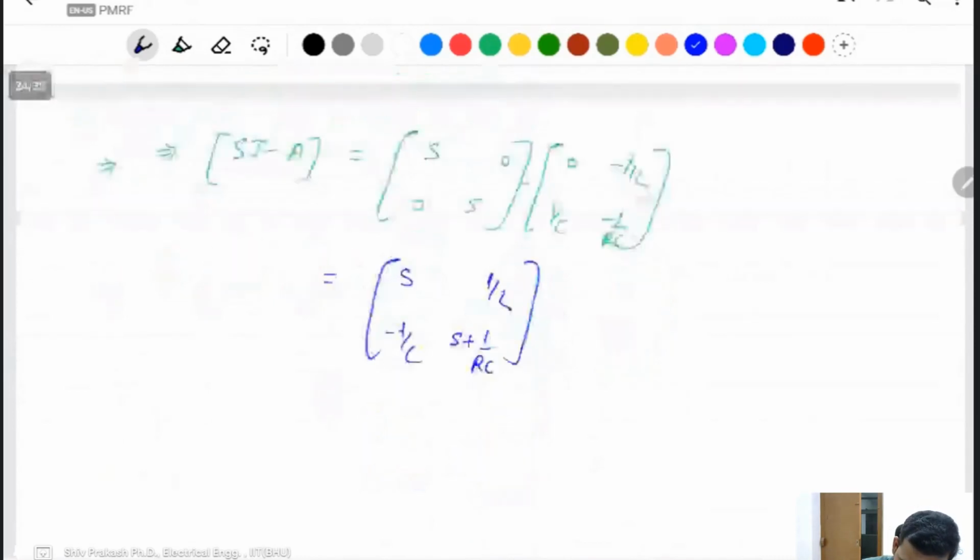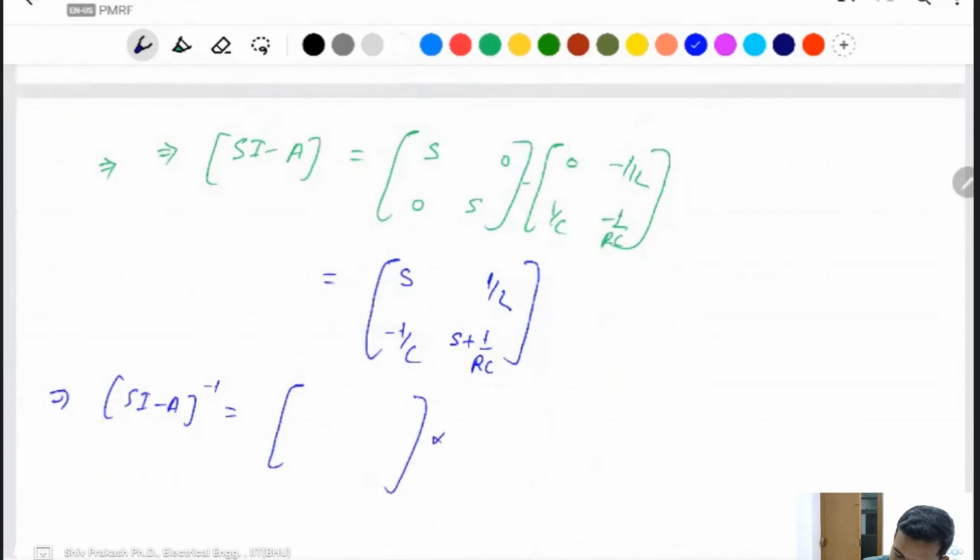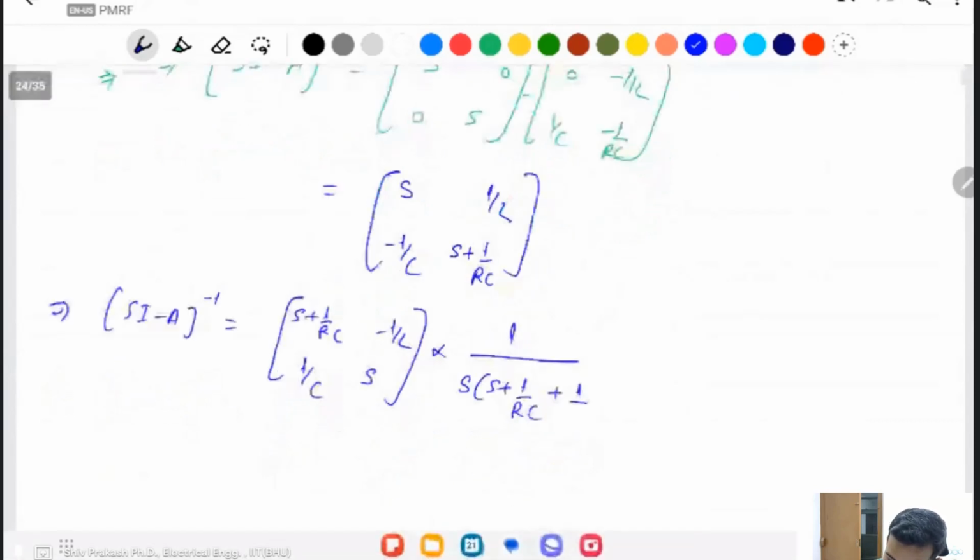Then what will be the inverse of this one? Cofactor matrix divided by the determinant of this one. The cofactor matrix for a 2 by 2 matrix: simply swap these two quantities, S plus 1 by RC and S, and change the sign of the others, minus 1 by L and 1 by C. Then what is the determinant of this one? S plus 1 by RC, plus 1 by LC.